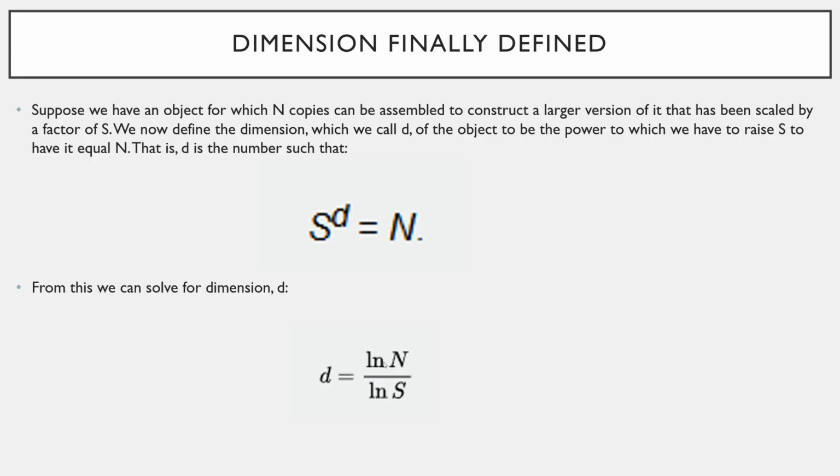And we're going to use this ln here, which stands for the natural log. The natural log is a simple button on your calculator. From this, we can solve for the dimension: d is equal to the natural log of n divided by the natural log of s, the scaling factor. So n is the number of copies, s is the scaling factor. The dimension is the natural log of the number of objects divided by the natural log of whatever the scaling factor was.